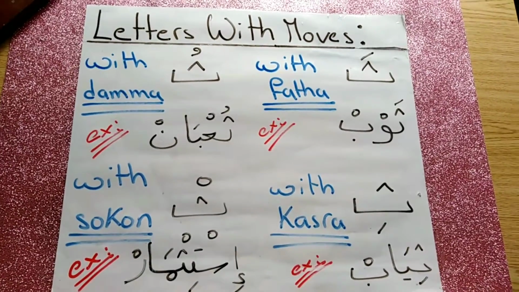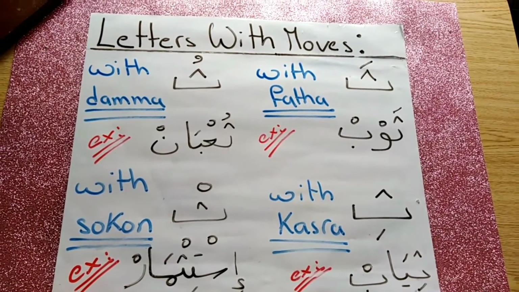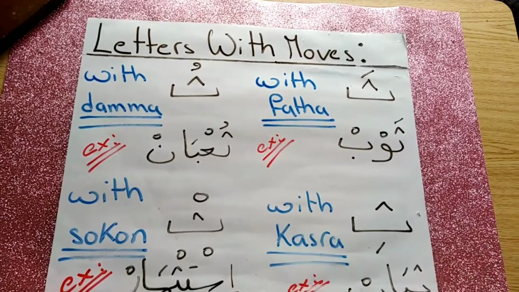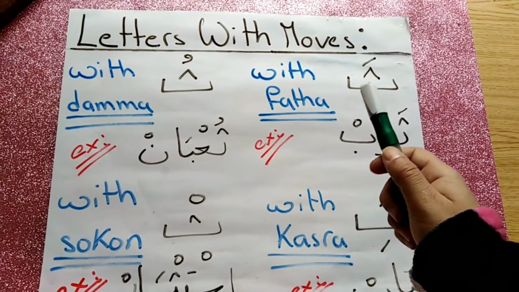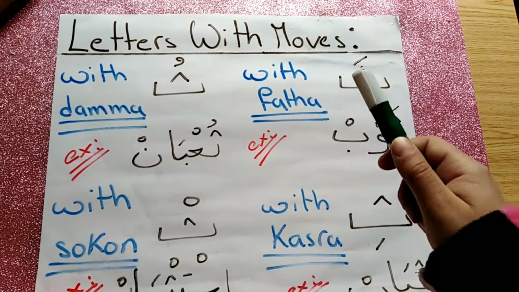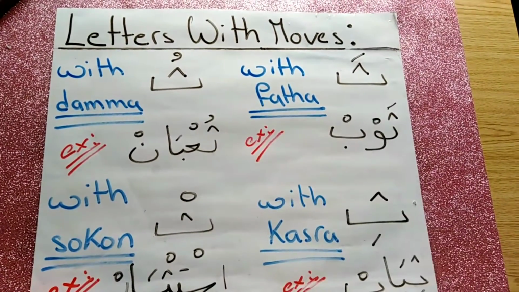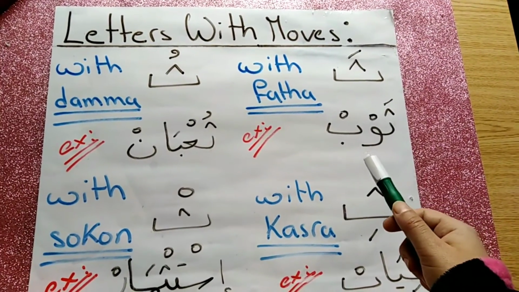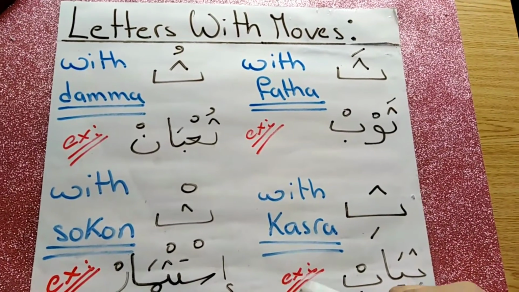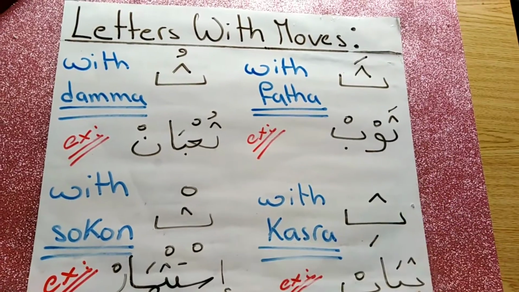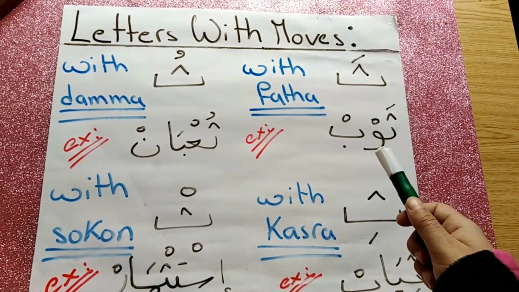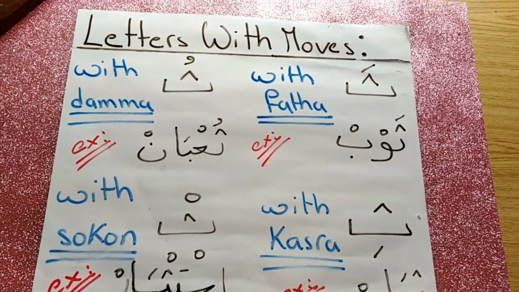Okay, we're gonna start with our second letter, which is tha. The letter tha. Tha with fatha is tha. Example, thawb, which means a garment.